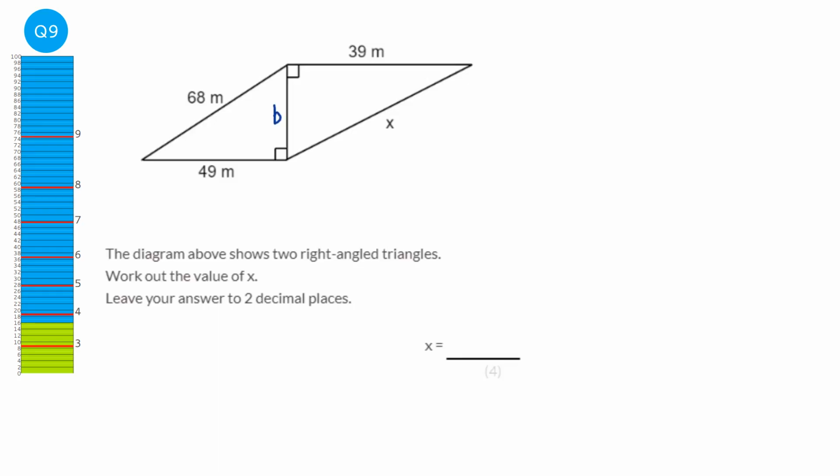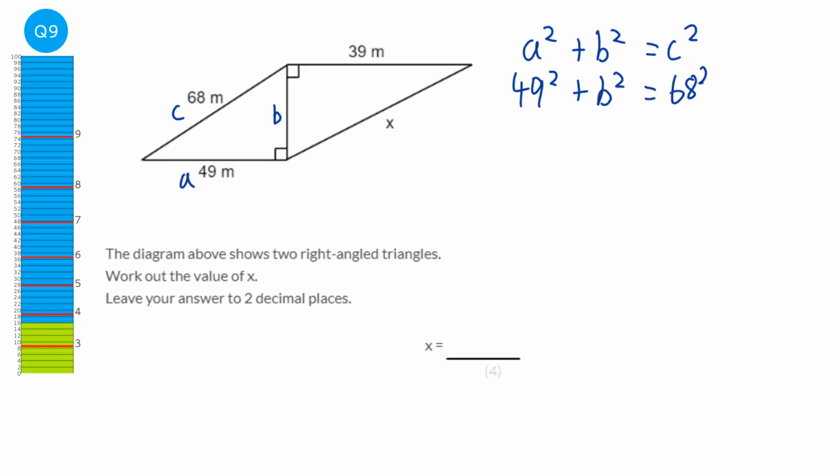We can't work out what x is straight away, but we can find this value here. And we know with Pythagoras we can find a third length if we've got the other two in a right angle triangle. So a squared plus b squared equals c squared. And a and b were labelled. C is always opposite the right angle, so it'd be 49 squared plus b squared equals 68 squared. And 49 squared is 2,401.